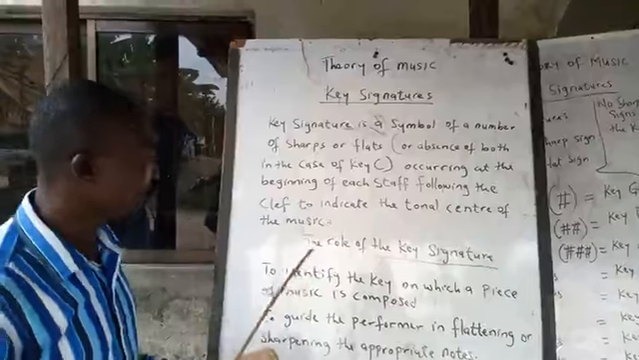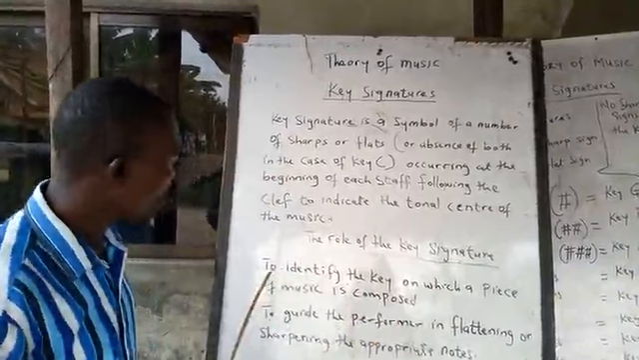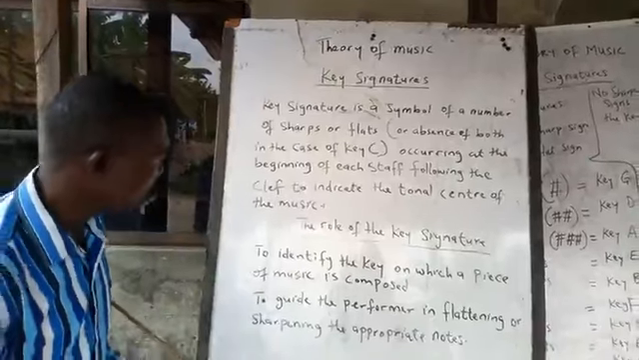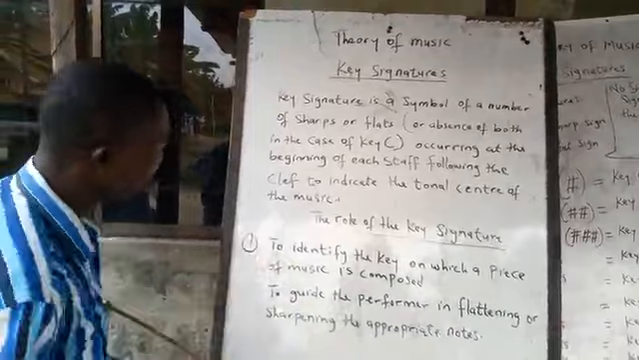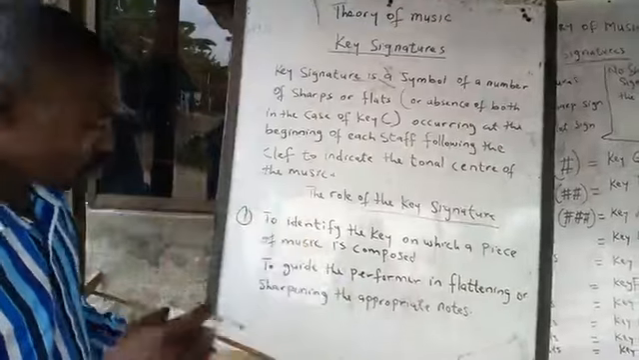Now let us quickly look at the role of the key signature. One, to identify the key on which a piece of music is composed.